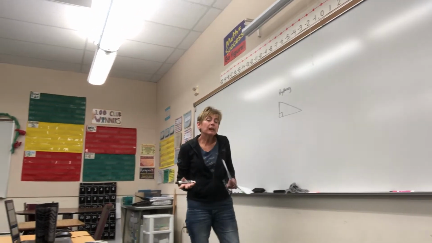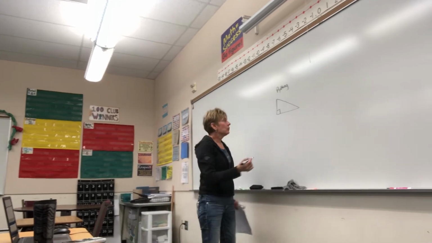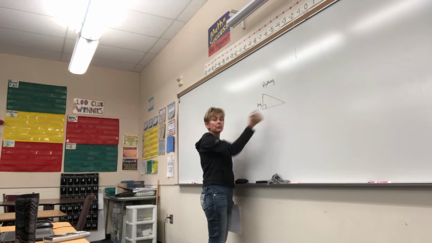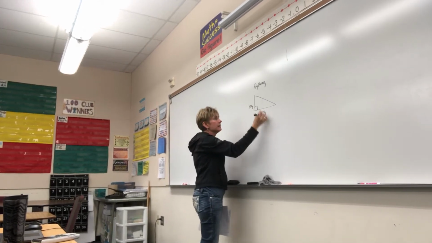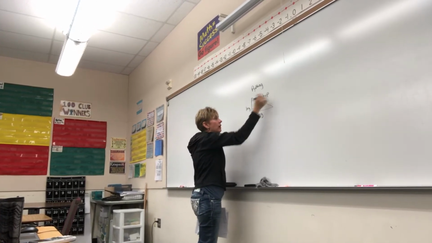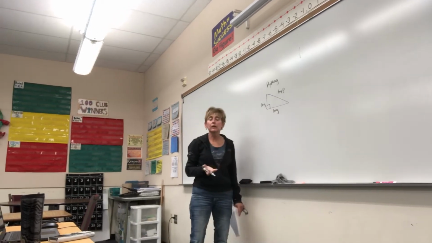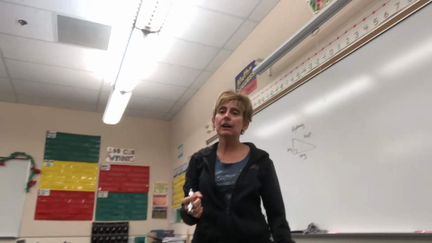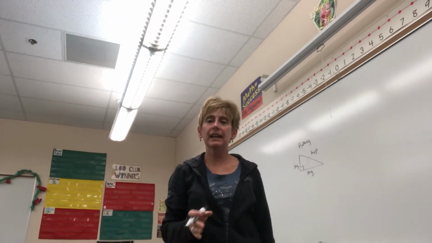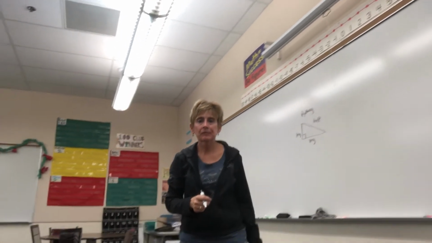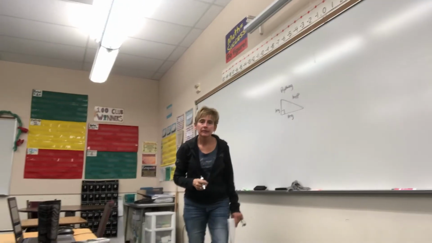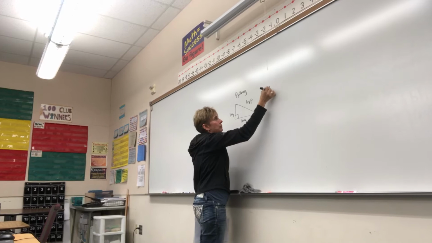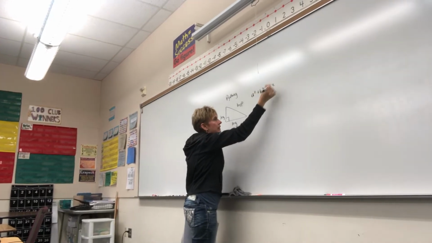Now, the triangle has three sides. We call the two sides that are not across from the right angle the legs, and the side that is across from the right angle we call the hypotenuse. If you can, go ahead and write down the Pythagorean theorem now. The Pythagorean theorem is a squared plus b squared equals c squared.